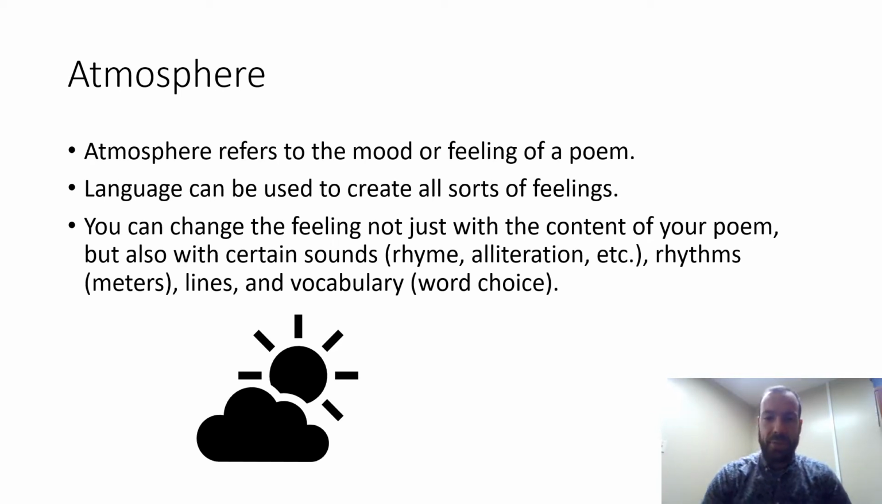Atmosphere. Atmosphere refers to the mood or feeling of a poem. So we can use language to create all sorts of feelings, and you can do that using all the different techniques we've learned, right? So not just the content, like what your poem is talking about, but by using different sounds, by using different rhythms, by using different types of lines, by using really creative and innovative word choice. There's all kinds of different ways to create a feeling.